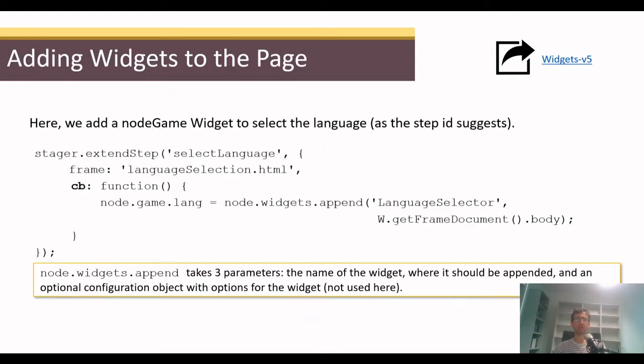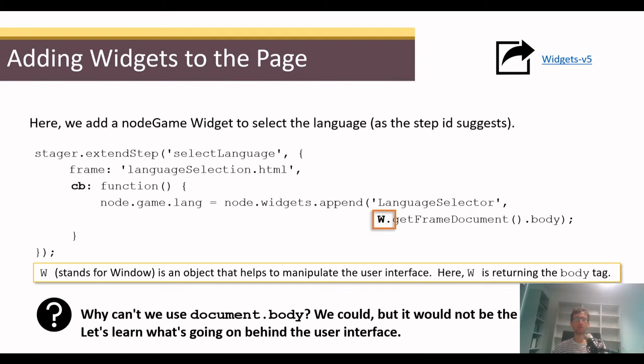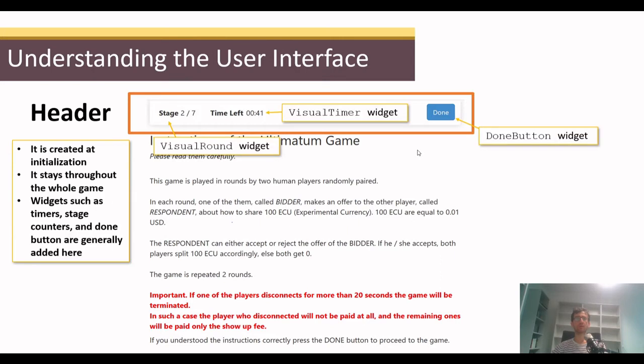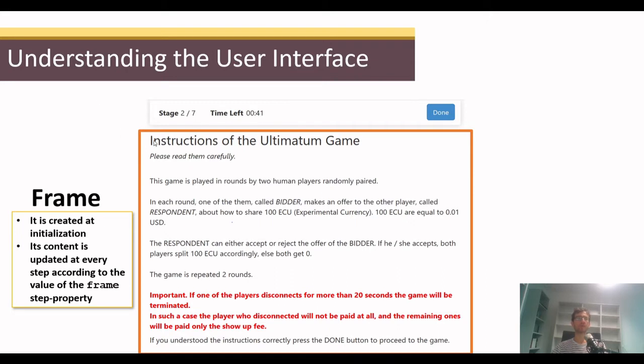Let's have a look, try to understand a bit more why we're using this type of syntax. Okay, so we're using the w.getFrameDocument.body. So this is a complex statement, we need to understand it. So this is how the interface looks like. So there is a header and there is a frame. Here's the header containing a number of widgets, and here is the frame. Both are created at initialization.